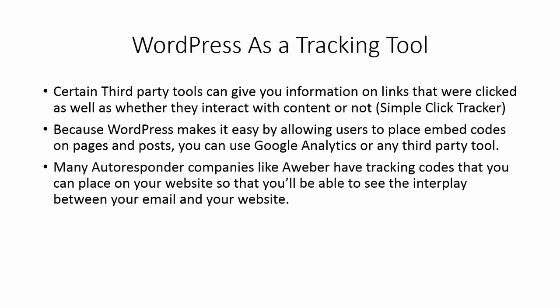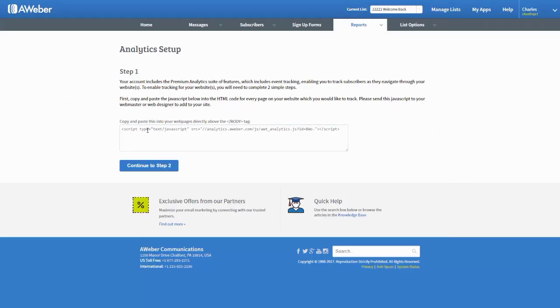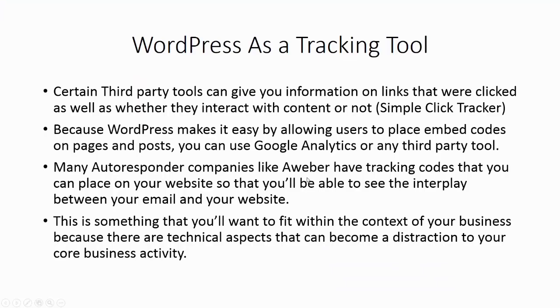Now, many autoresponder companies like Aweber have tracking codes that you can place on your website so that you'll be able to see the interplay between your email and your website. And they make the code available in their reports area. Now, this is something you'll want to fit within the context of your business because there are technical aspects that can become a distraction to your core business activity if you focus on them exclusively.